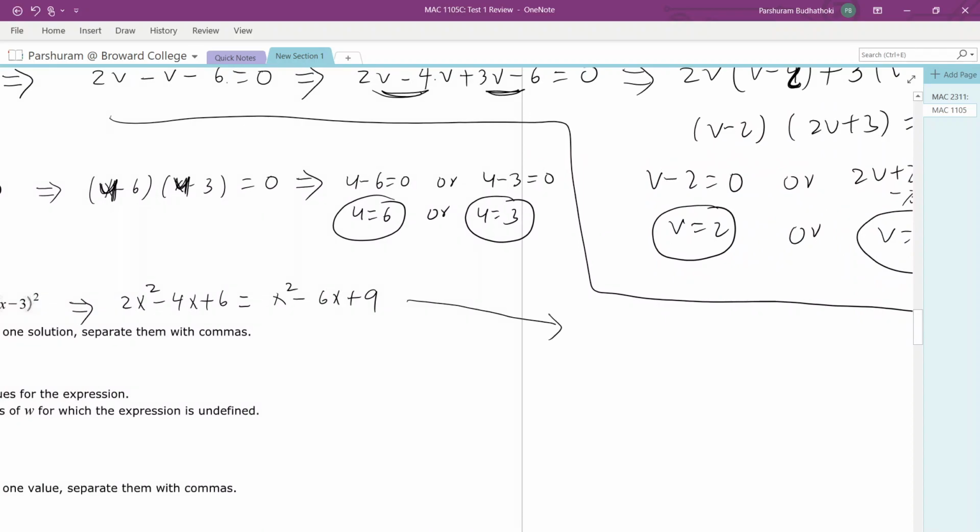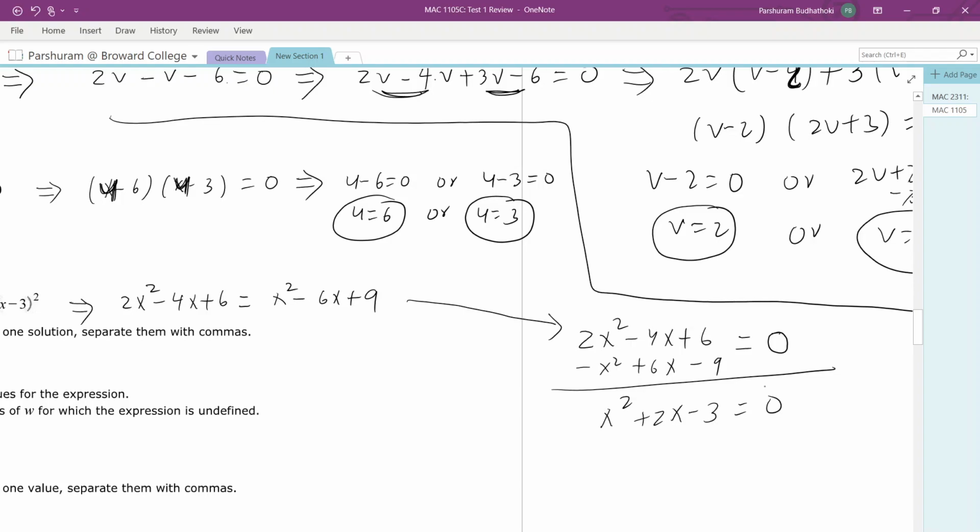I'm going to subtract x squared. So 2x squared minus 4x plus 6. I have to subtract x squared, add 6x, and subtract 9. By doing that, on the right side I will have 0, and on the left side I will have x squared plus 2x minus 3 equals 0.